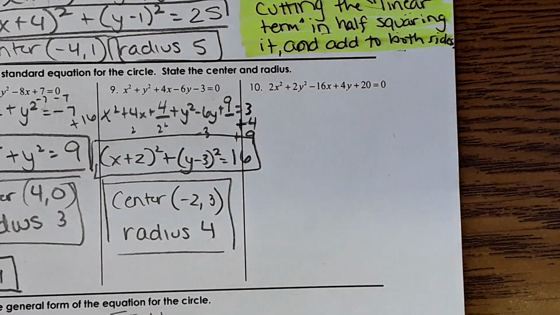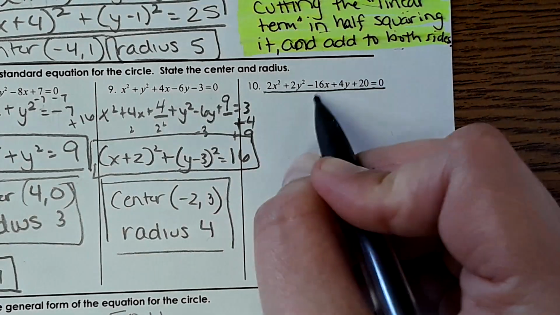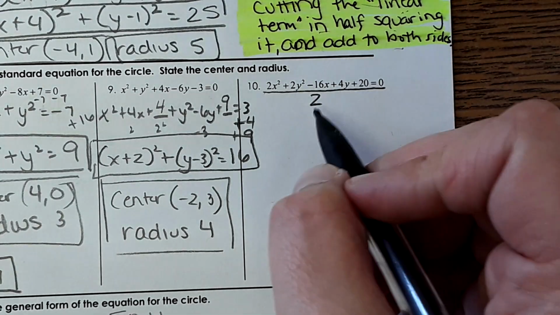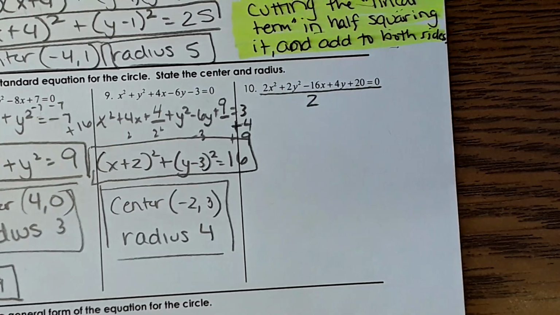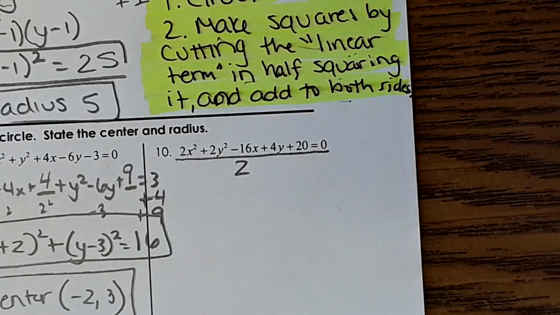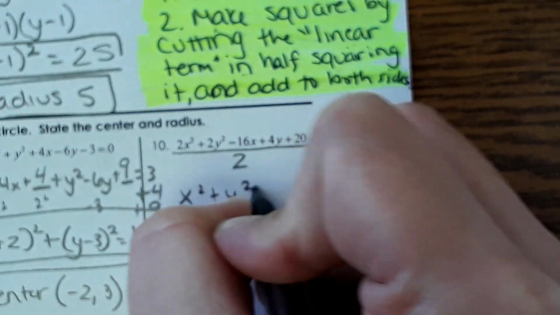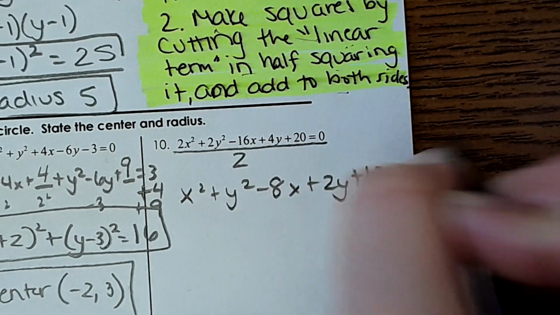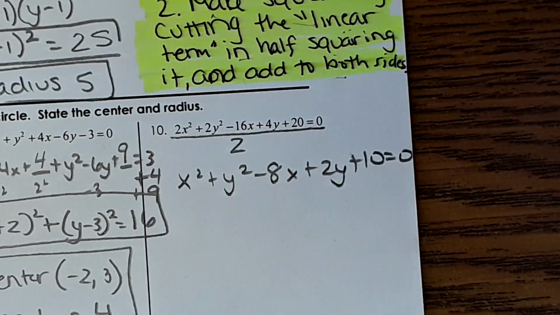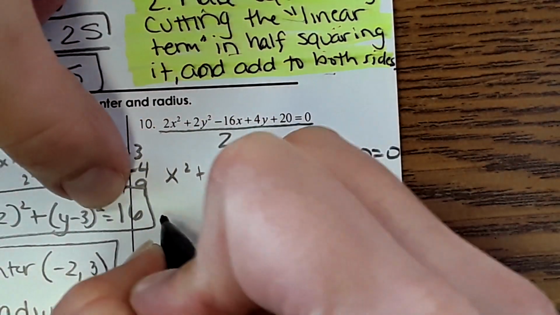Okay, last example. This happens a lot in Algebra 2. Before we do anything, we're actually just going to factor out a common factor out of all the terms. So all of these terms can be divided by 2, and by dividing them by 2, we get our x squared, y squared, and what we like working with. So dividing everything by 2, we get x squared plus y squared minus 8x plus 2y plus 10 equals 0. And then we can work with it first by grouping.